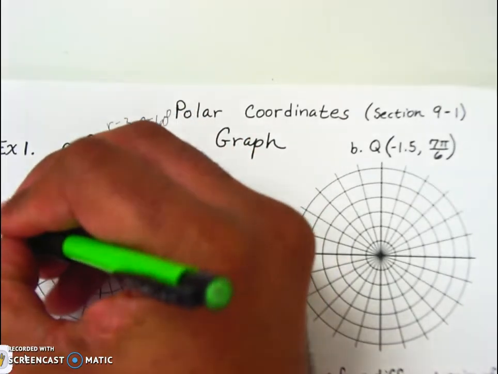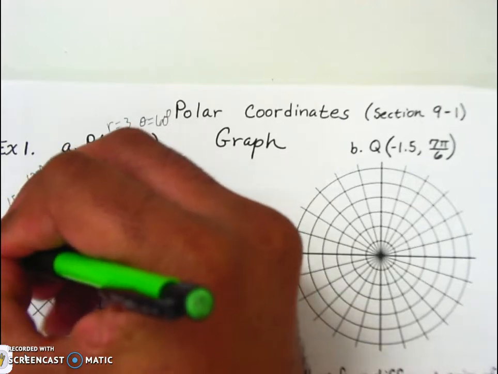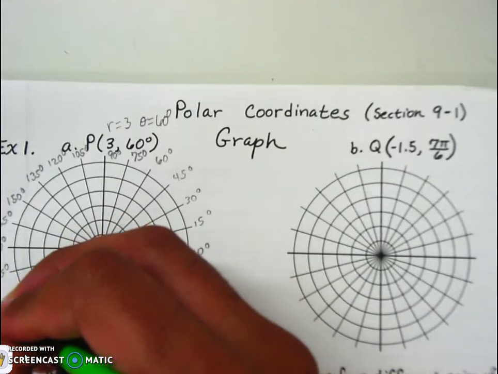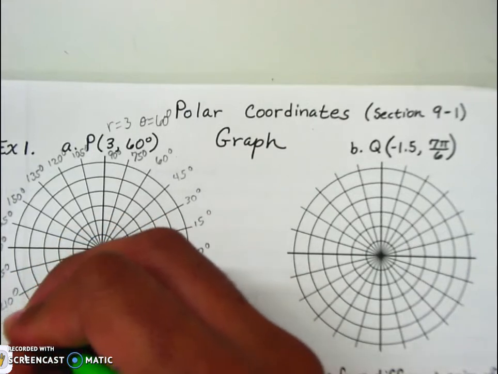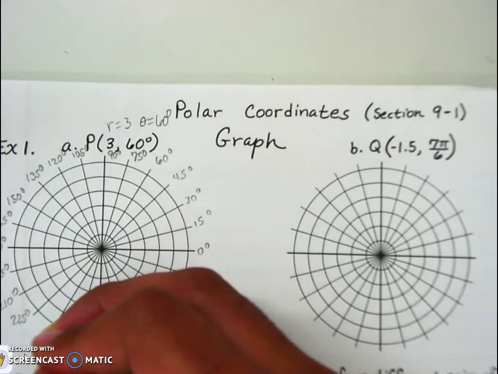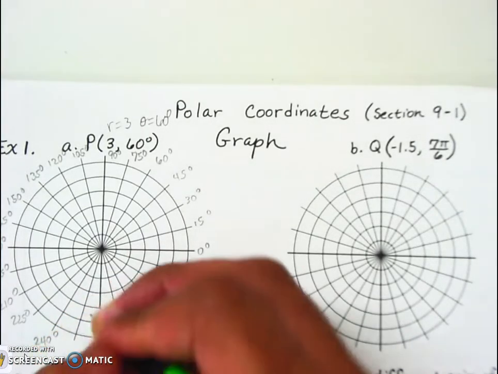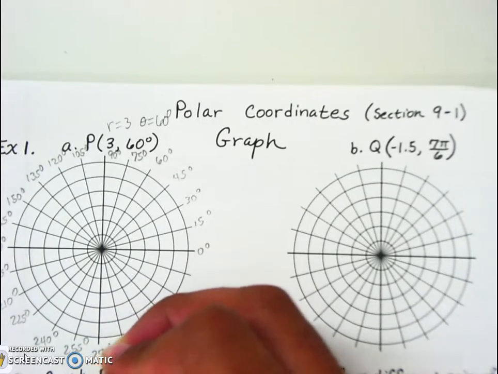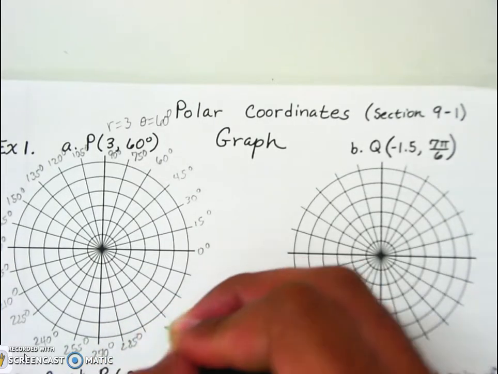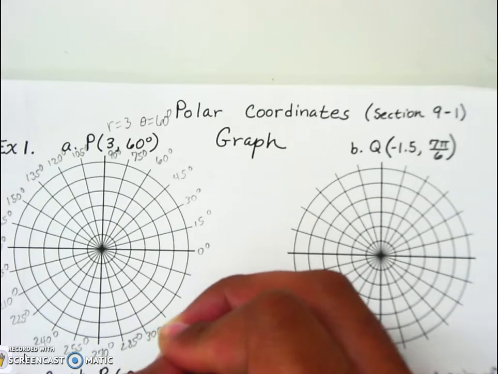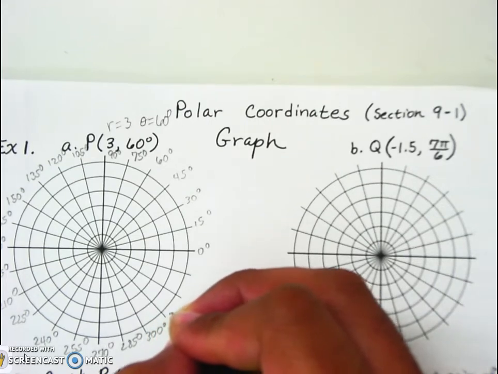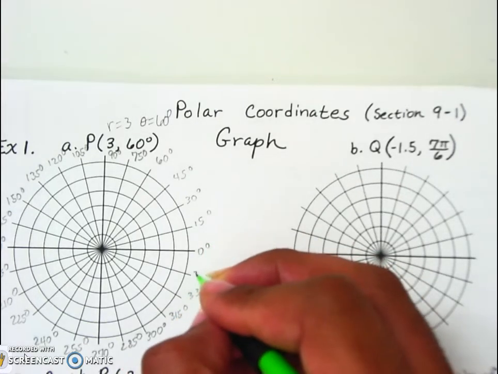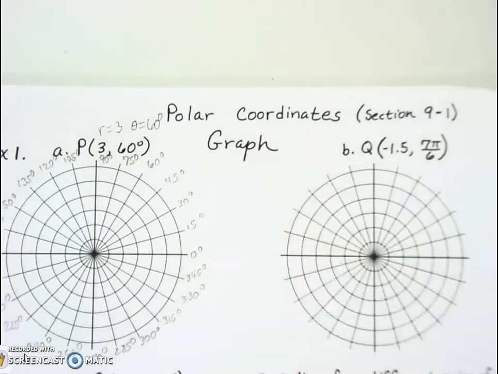150, 165, 180, 195, 210, 225, 240, 255, 270, 285, 300, 315, 330, 345, and then 360 again.